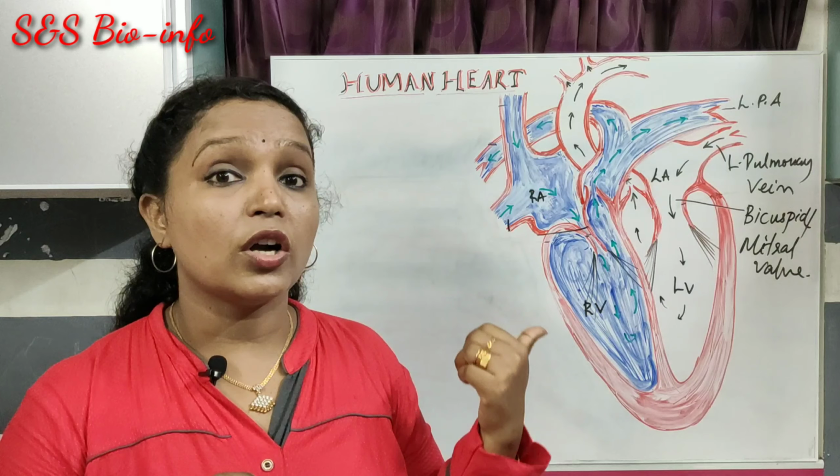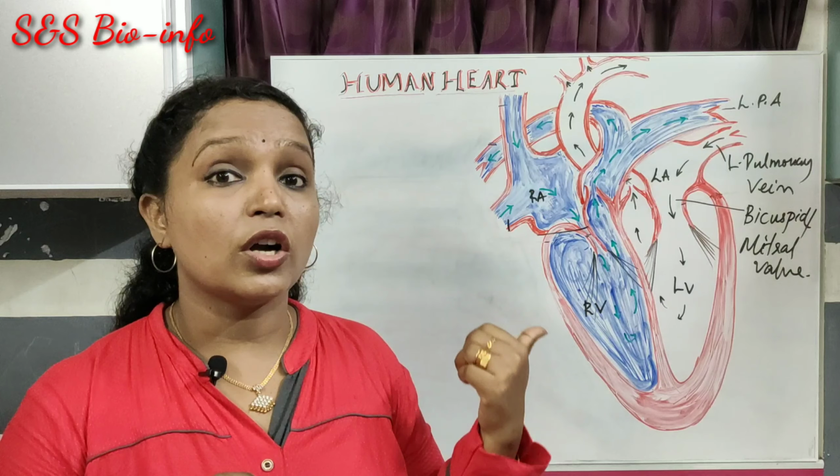Heart is one of the most important parts of the human circulatory system. It is a muscular contractile organ which pumps blood to different parts of the body. Thus it provides oxygen to each and every cell of the body. Now let's study the morphology, the external features of human heart.